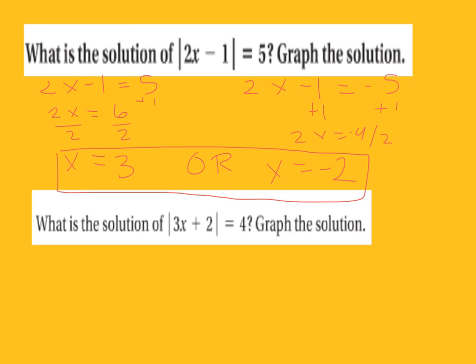If you always want to check your answer, you can plug it back in to see if it gives you a positive 5. Pause the video and attempt the next problem by yourself.